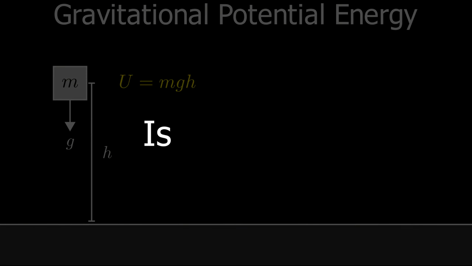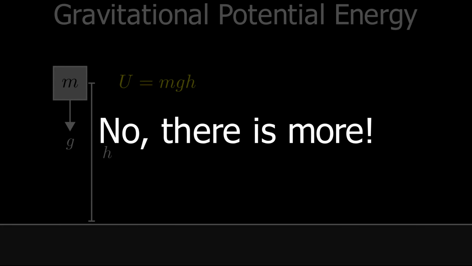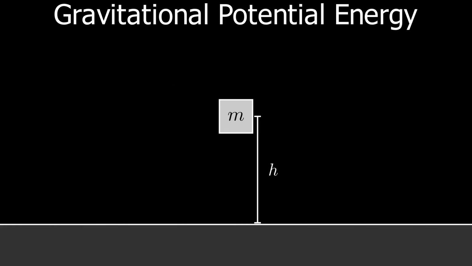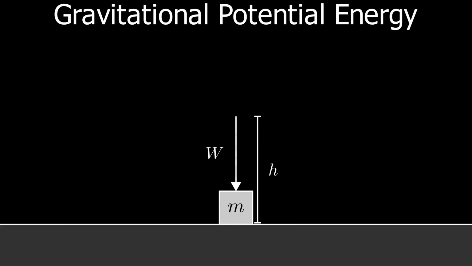But is that all about gravitational potential energy? No, it's not all. Let's first understand what gravitational potential energy really is. An object at a certain height falls on the ground due to gravity. For the object to fall, it must do work. The work done shows the amount of energy required for the object to fall on the ground.